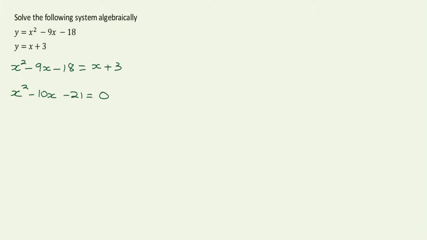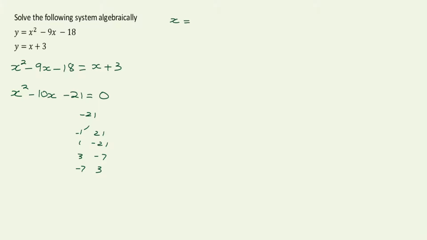So here we're going to try to factor this, but before we factor it, let's look at the factors of negative 21. We have 1 and 21, so negative 1 and 21. We have 1 and negative 21. We have 3 and negative 7, negative 7 and 3. So we have a situation here where we cannot directly factor this. So we're going to use the quadratic formula.